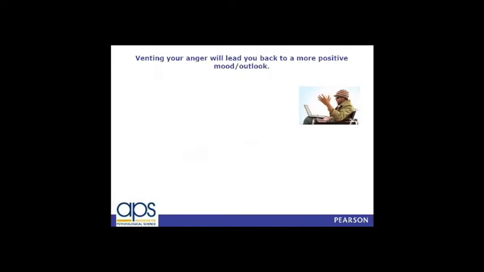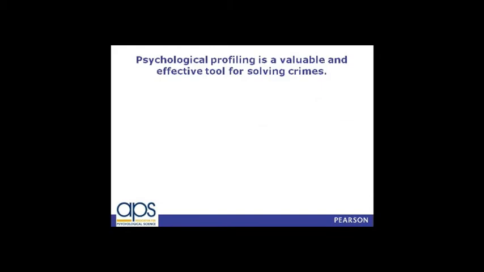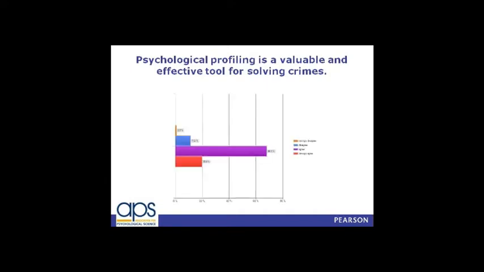Venting your anger will lead you back to a more positive mood or outlook, the catharsis hypothesis. Most of the students, about 70% of the students agreed that catharsis is going to lead you back to a more positive mood or outlook or reduce anger. The CSI phenomenon, psychological profiling, is a valuable and effective tool for solving crimes. Most of the students agreed with that one, over 80% of them.